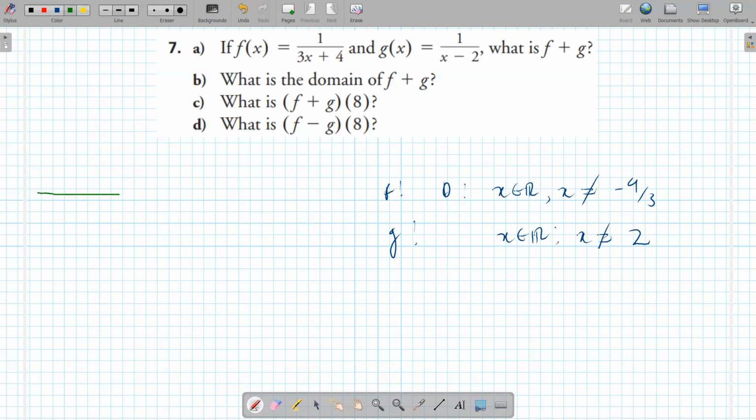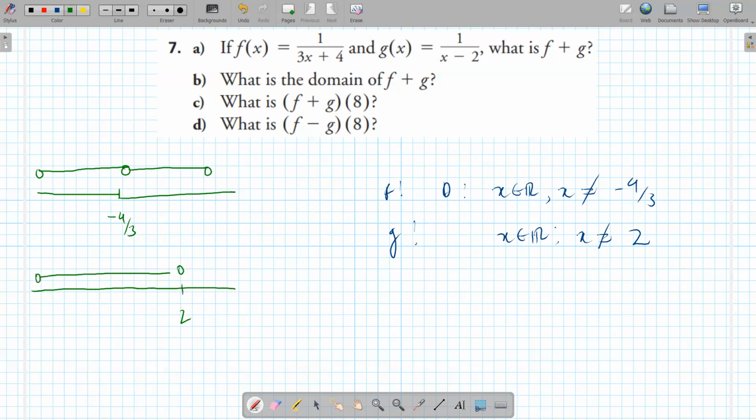Now see if you can find the intersection. The first one looks like this. The second one looks like this, where there's a positive infinity on the right for both and negative infinity on the left for both. Where do they intersect? Everywhere except where? 2 and negative 4/3. Right, so that's going to be the domain of f plus g.